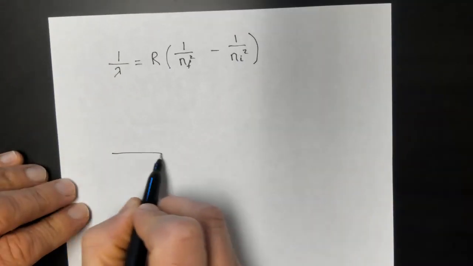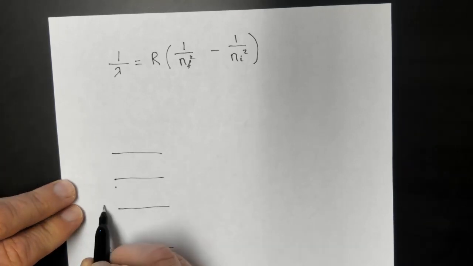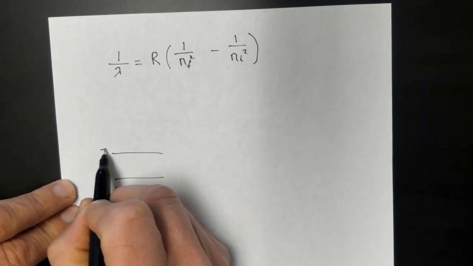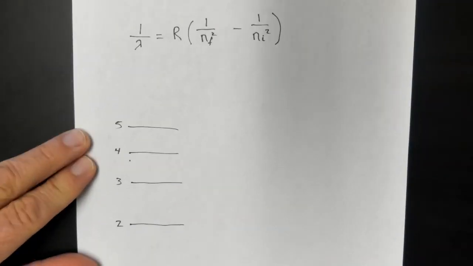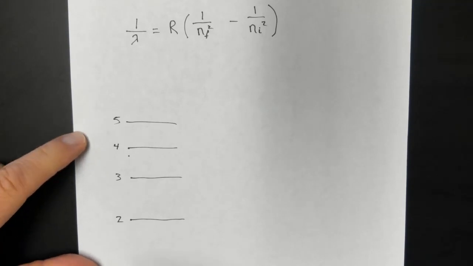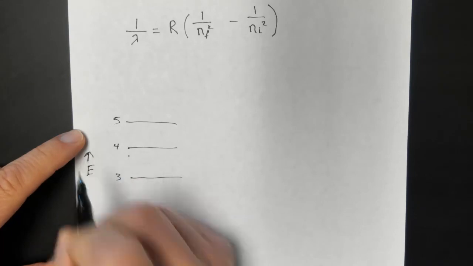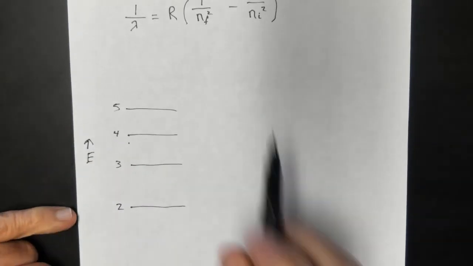All right, so we'll do the energy spacing again for hydrogen. So this is 2, 3, 4, 5. Those are the principal quantum numbers, or the shells in hydrogen. Energy is increasing this way, going up. All right, so how do you use this Rydberg equation?